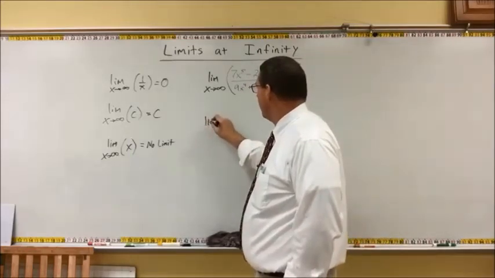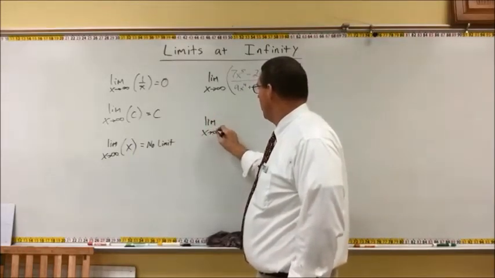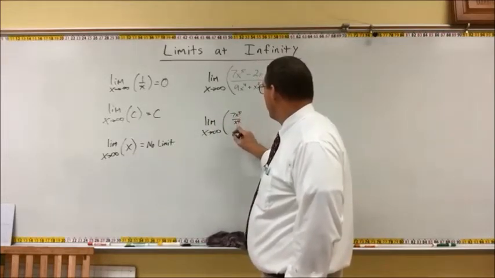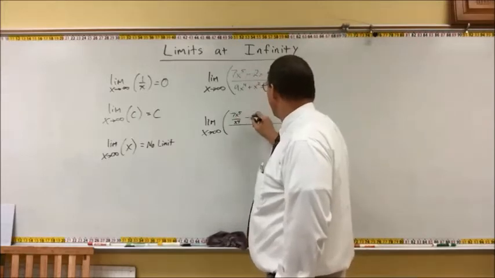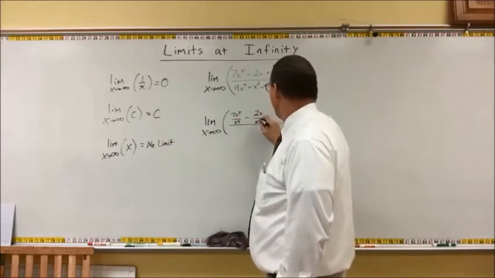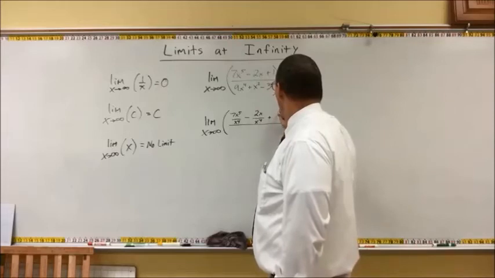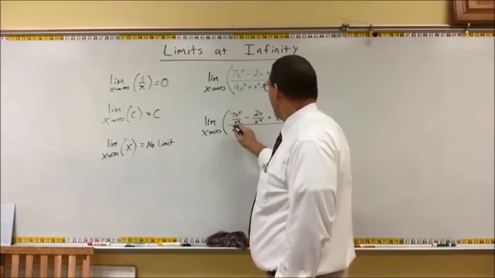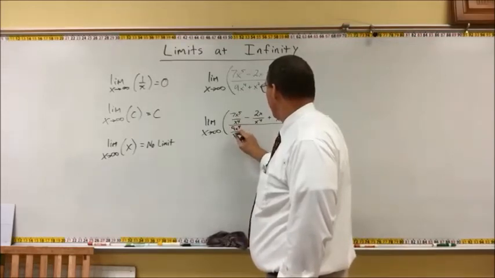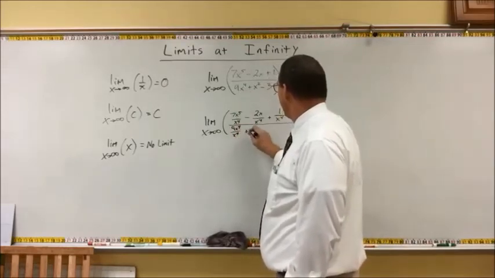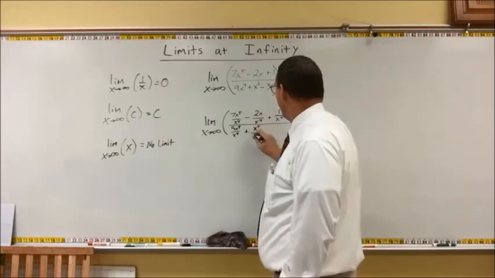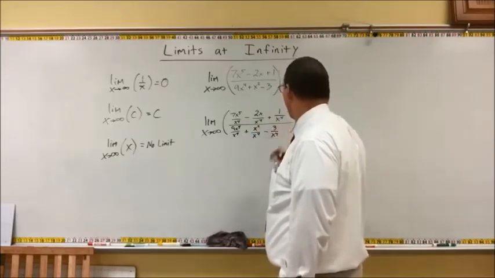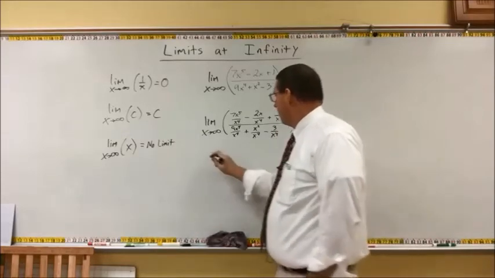So we're going to have the limit as x approaches infinity of 7x to the 5th over x to the 4th minus 2x over x to the 4th plus 1 over x to the 4th. In the denominator, 9x to the 4th over x to the 4th plus x squared over x to the 4th minus 3 over x to the 4th. Now, let's see what this becomes.